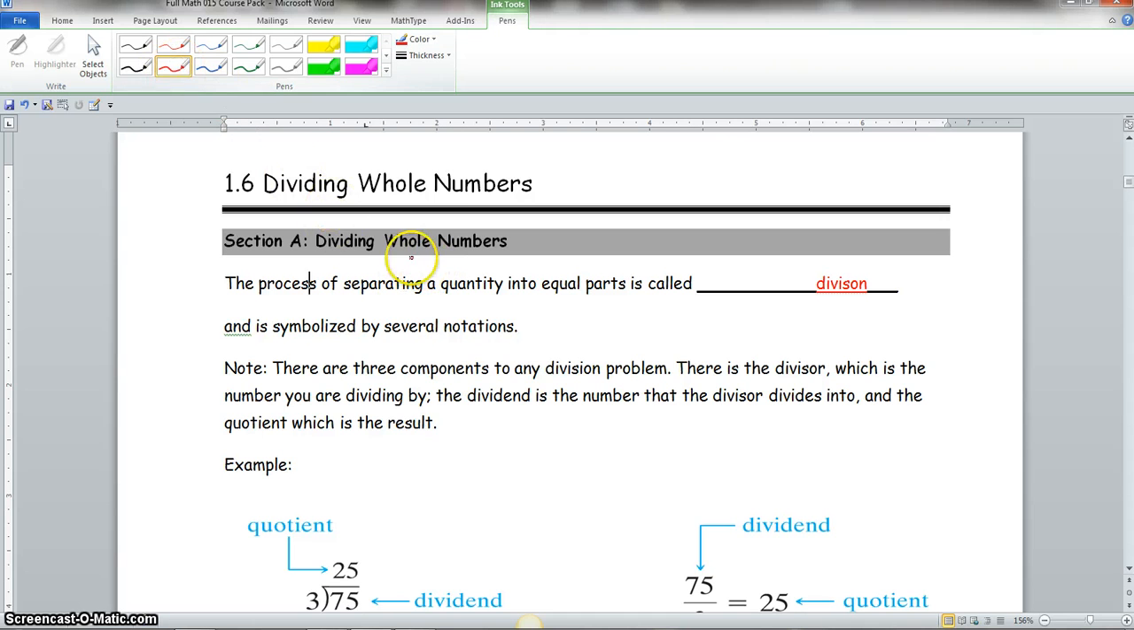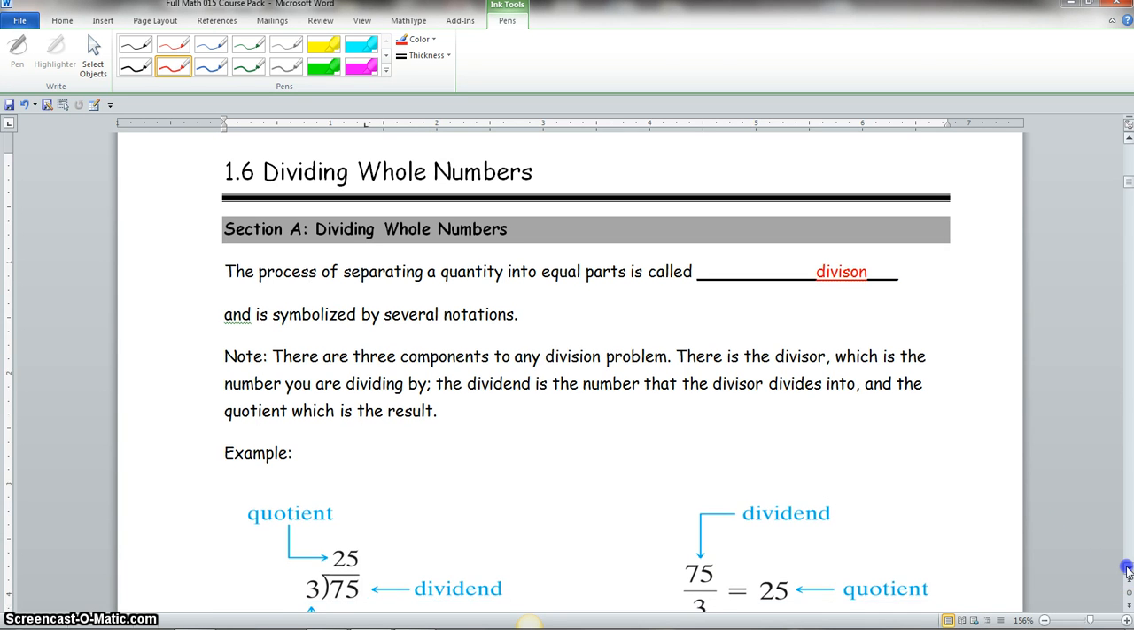The process of separating a quantity into equal parts is called division and is symbolized by several notations. Note, there are three components to any division problem. There is the divisor, which is the number you are dividing by. The dividend is the number that the divisor divides into, and the quotient, which is the result.